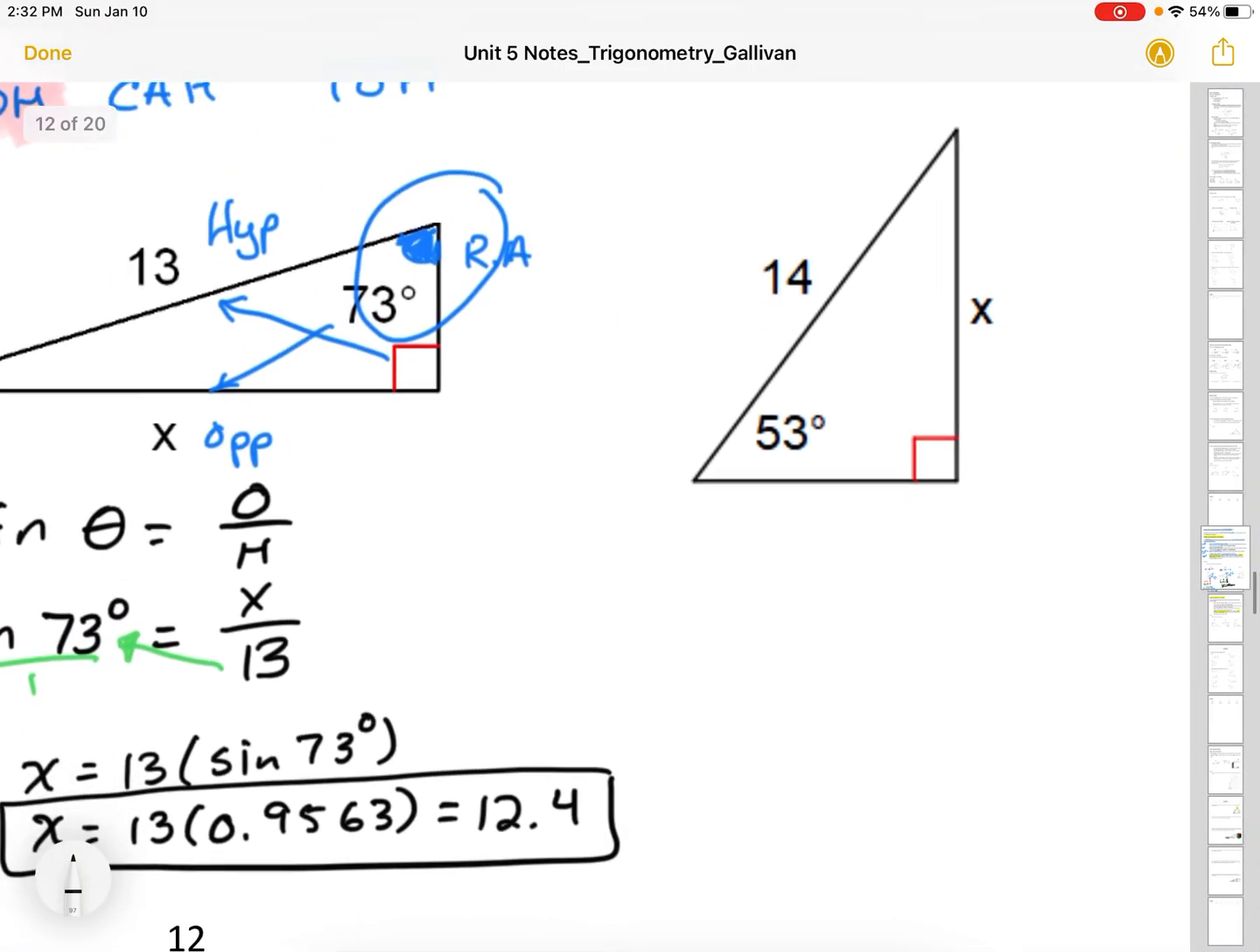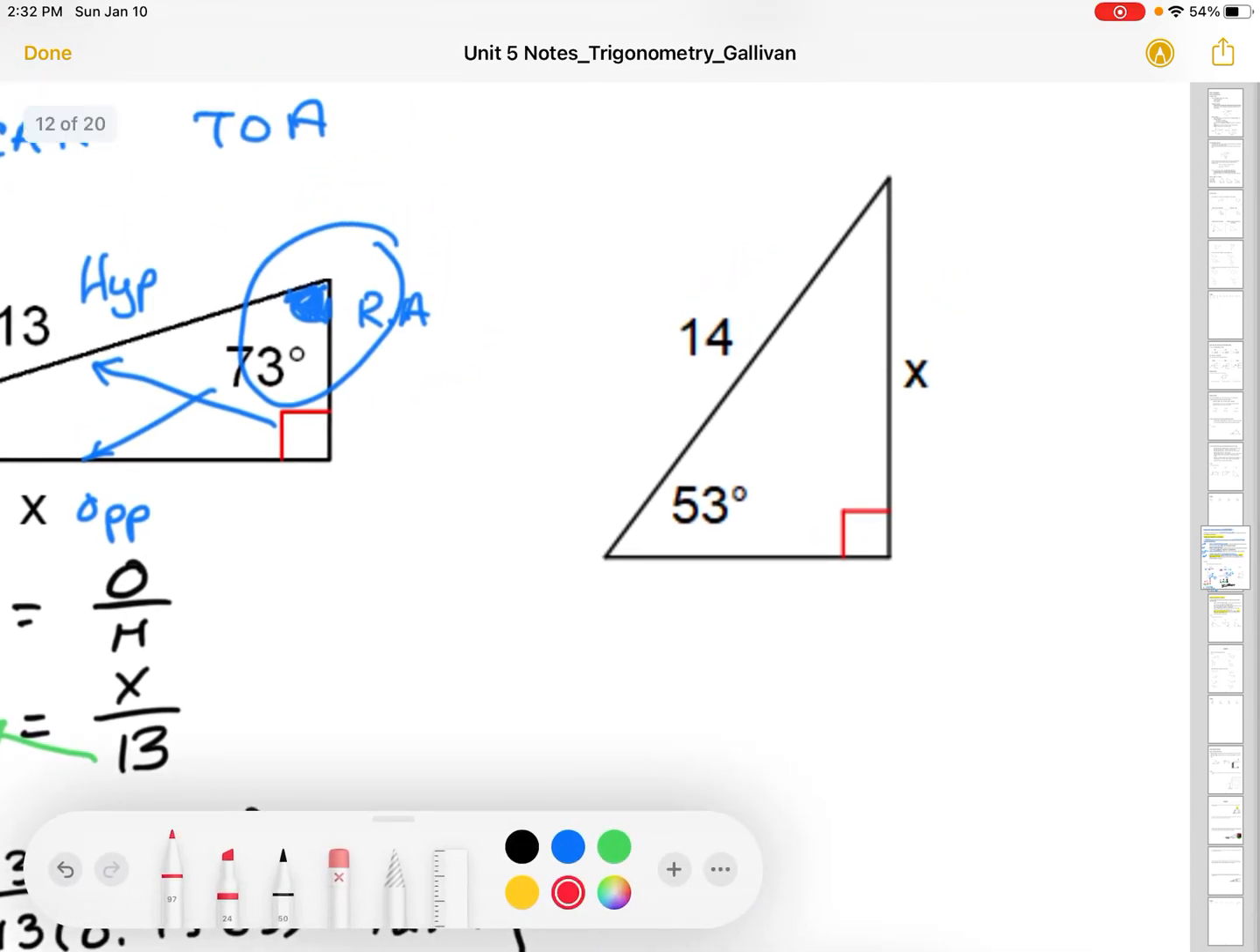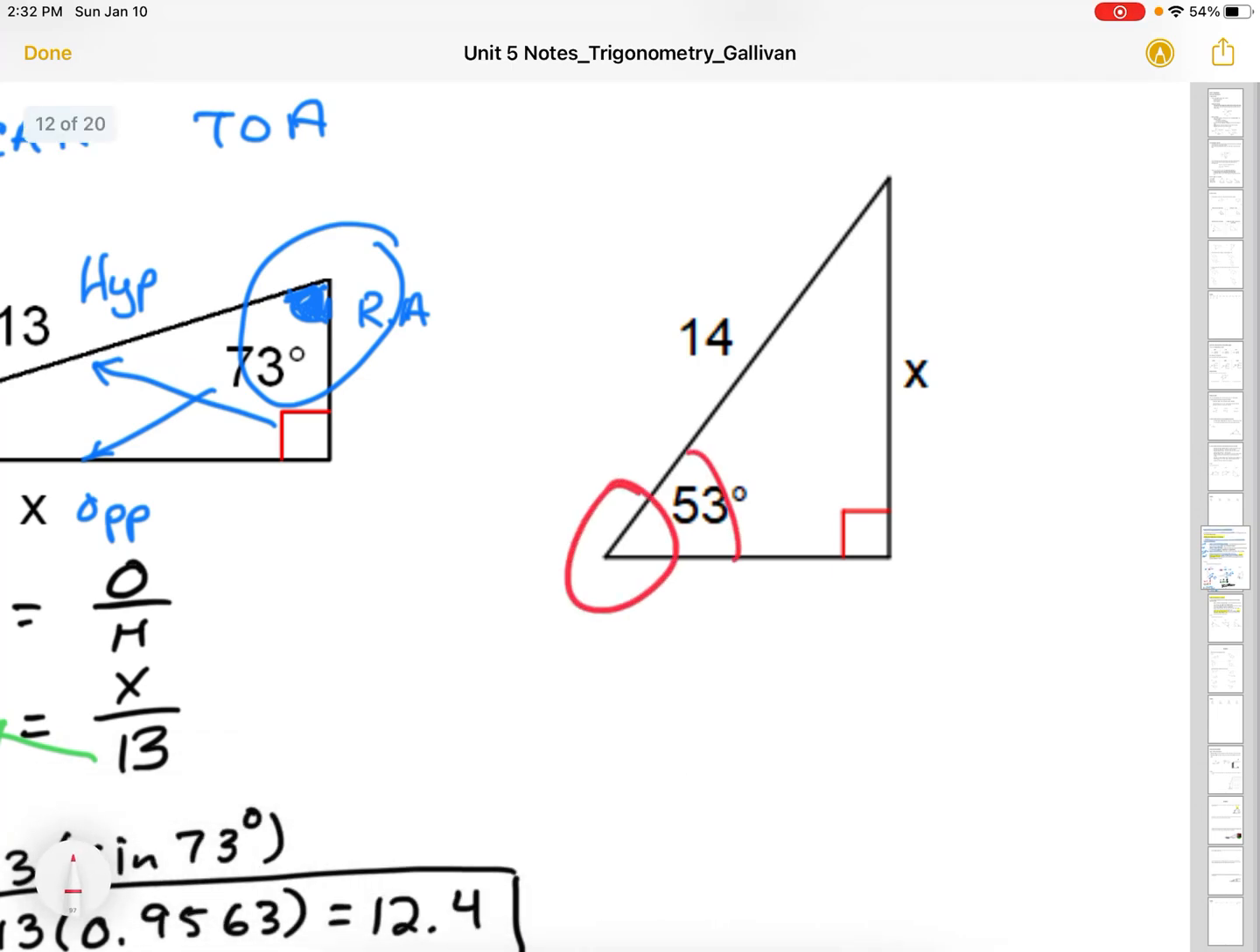Okay, let's do the last one here. You'll notice the reference angle can go in any location. Doesn't matter if it's in the top or the bottom. It is still your reference angle.